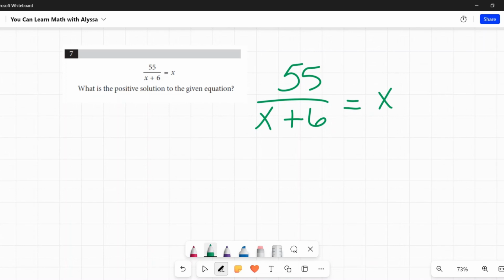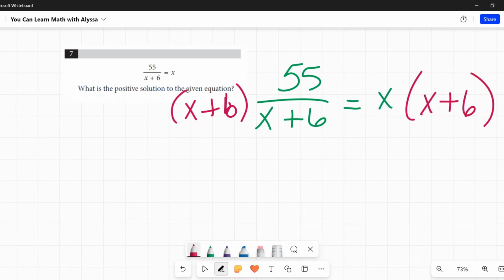So to do that, over here I have 55 being divided by x plus 6. So I need to multiply by x plus 6, and I need to do that on both sides. We always have to do it on both sides with algebra. We have to keep things balanced because of that equal sign in the middle. Okay, so multiplying by x plus 6 cancels those out. And on the left, I just have 55.